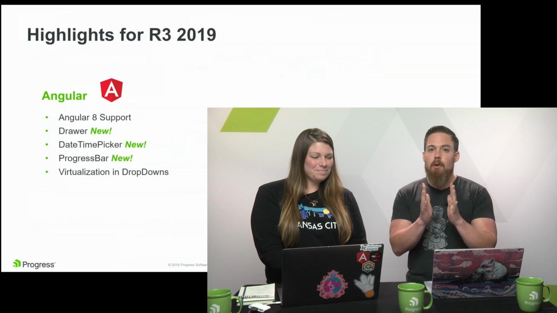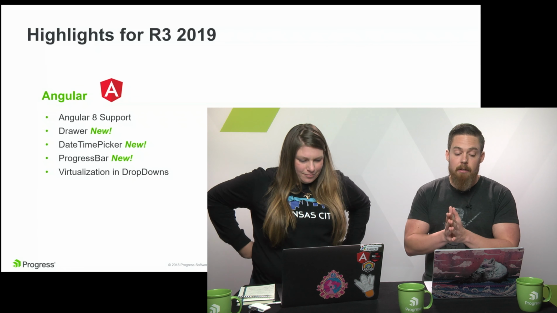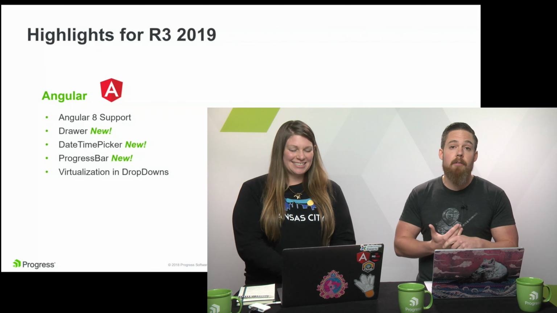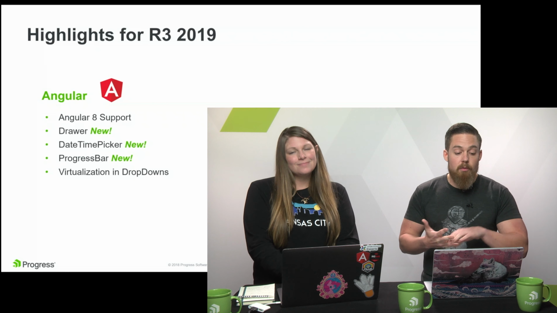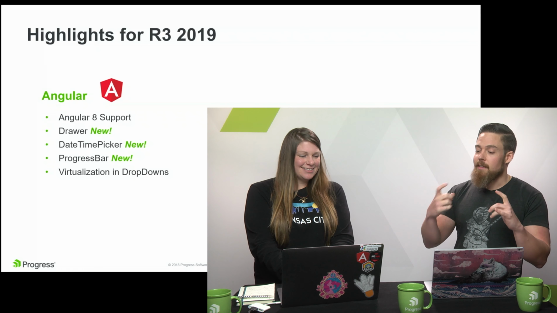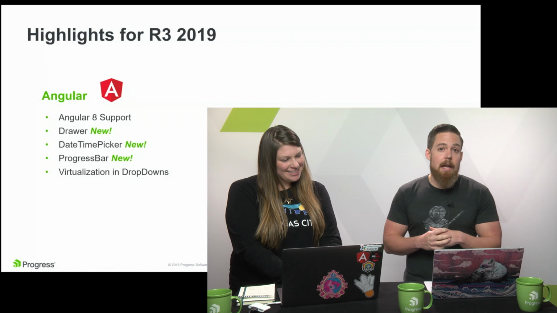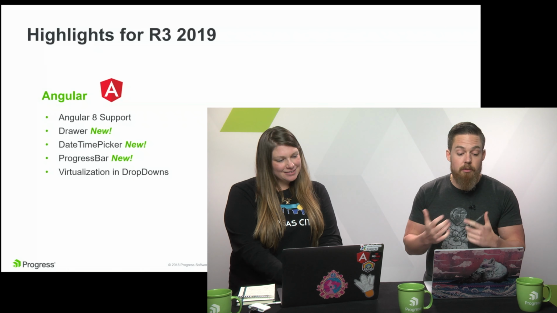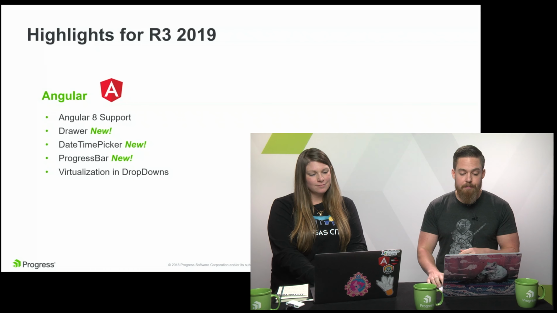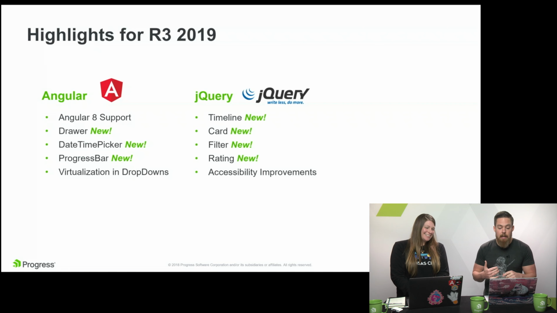So let's talk about a couple quick highlights of what we have for R3 2019. Starting off first with Angular. We have Angular 8 support officially. That's always exciting for the people keeping up with the latest and greatest within Angular. And we have a new drawer component. We have a new date time picker component, which allows you to combine both the date picker and the time picker into one component. We have a progress bar component. And then we also have a big feature request that's come through in the past with virtualization available in all of our dropdowns.